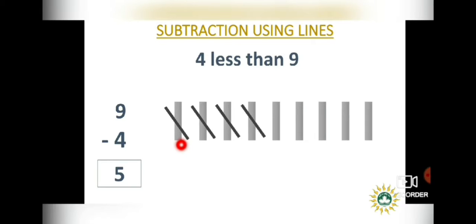So let's cross out 4 lines. 1, 2, 3, 4. So now we have to count the remaining lines to get the answer how much is 9 minus 4. 1, 2, 3, 4, 5. So children, if we take away 4 from 9, we get 5.